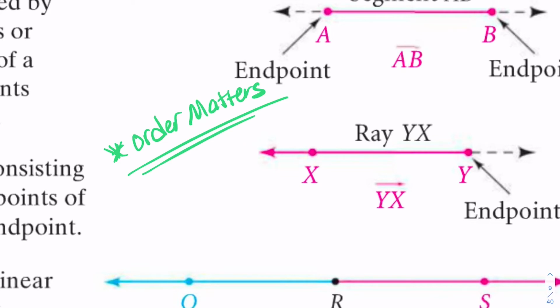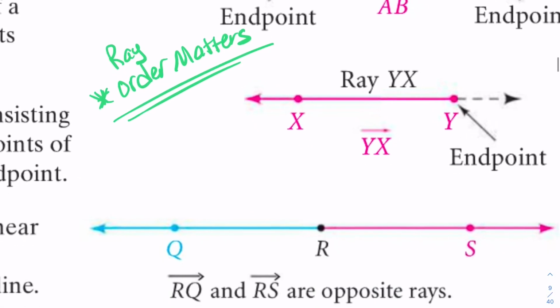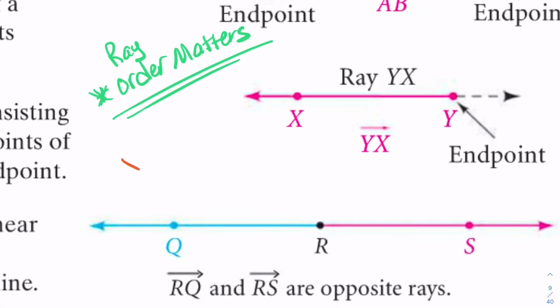Order matters in a ray. Only in a ray do we really have to be cautious on how we refer to it. Let's look at the four options we have. We could say XY, we can say YX, XY this way, and we can say YX. And you were hoping that I said, oh, you can use any of those combinations.